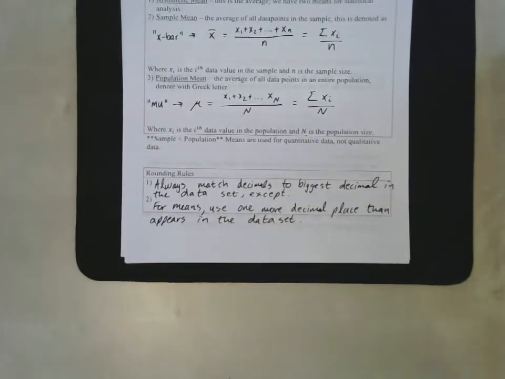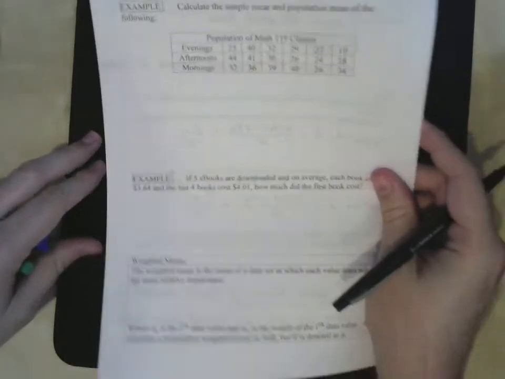So if you're ever wondering what should I round to, if you're just rounding a value, match the number of decimals to the highest or to the longest decimal place that you see in your data. If you are calculating a mean, go one more than that. So we're going to do an example on the next page here. We'll talk about those decimal places. So here we have some evening populations for Math 119 classes, evening, afternoon, and morning populations, so class sizes for Math 119. But we're going to calculate both sample mean and population mean. And we'll also talk about how to do this on the calculator here. Make it easy, I'll set that off to the side.